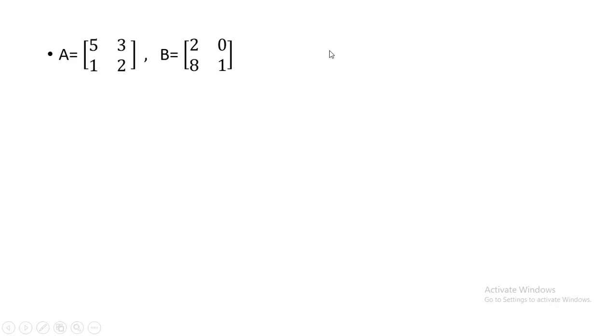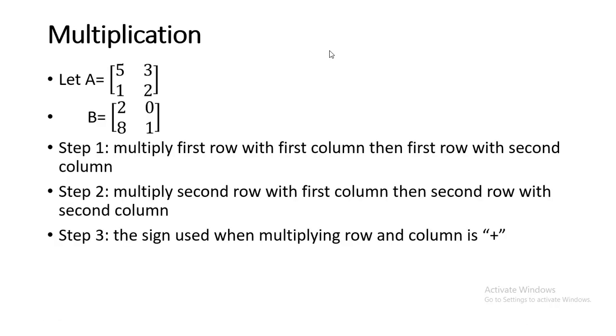If you go back and look at what is written, we need to multiply the first row with the first column, then the first row with the second column. So the multiplication happens with row and column. We're going to multiply rows and columns together when we are dealing with matrix multiplication.